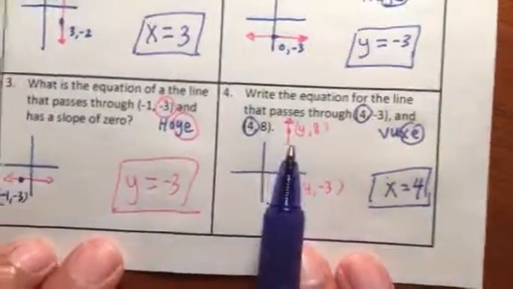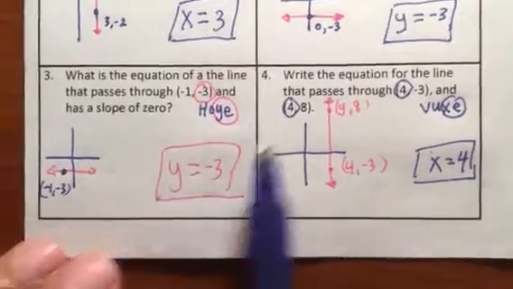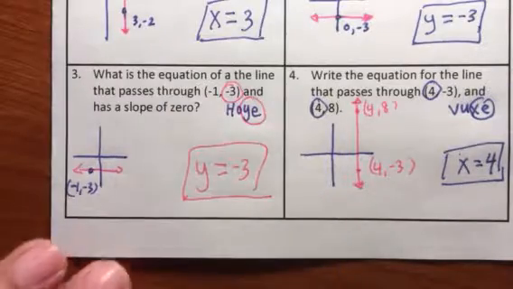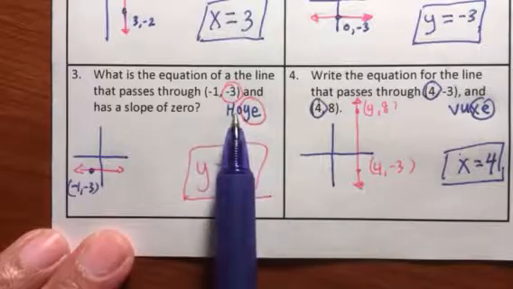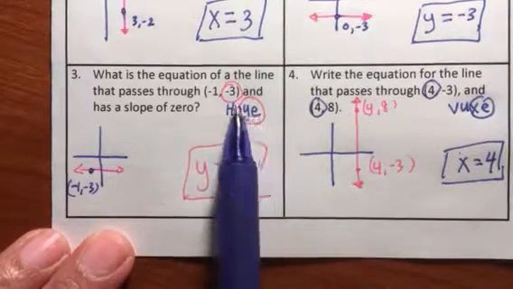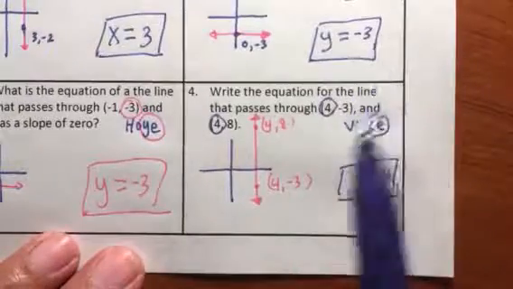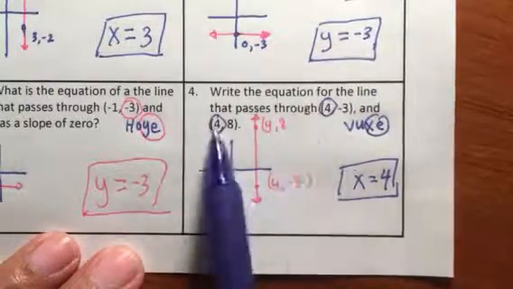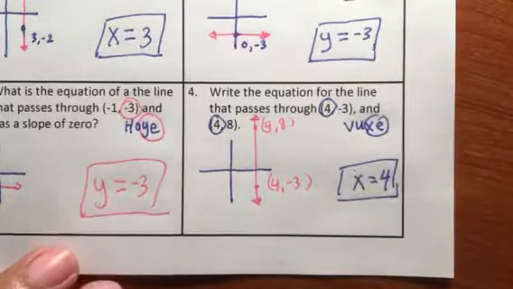And these last two, you could have gone without a picture, but I went ahead and did a picture just so that you guys can see. You should have been able to see, since it's a 0 slope, it was a y equals. What did y equal? -3. Same thing here. Because you know that the x is repeated here, it should have been an x equals. Alright.